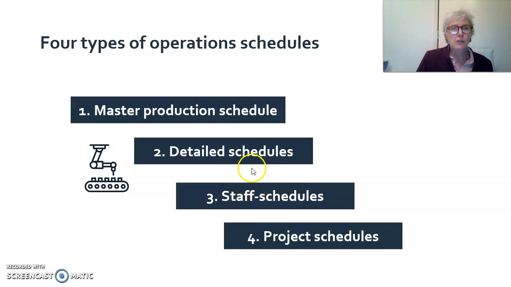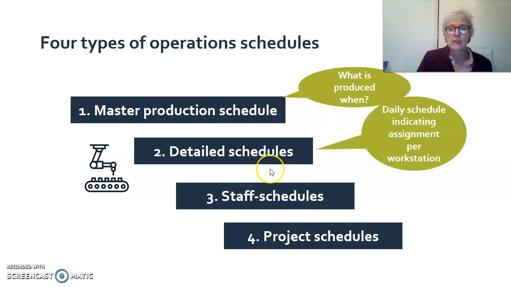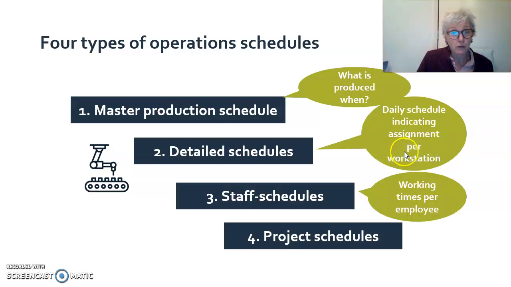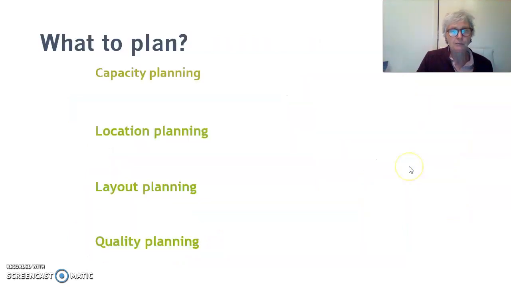In scheduling, we've got 4 types of operation schedules: the master production schedule, detailed schedules, staff and project schedules. The master schedule: what is produced and when. Detailed schedules: assigning per workstation what they should do. A staff schedule: working time per worker within the production. And finally, project schedules like, for example, Gantt and PERT.